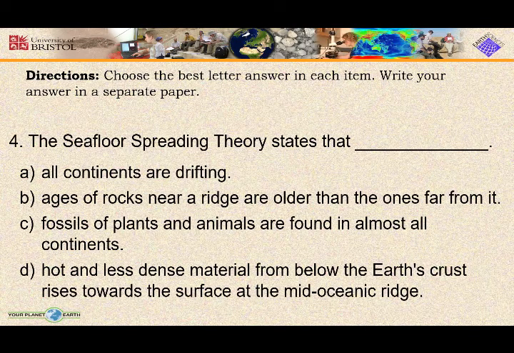Number 4. The seafloor spreading theory states that A. All continents are drifting, B. Ages of rocks near a ridge are older than the ones far from it, C. Fossils of plants and animals are found in almost all continents, or D. Hot and less dense material from below the Earth's crust rises towards the surface at the mid-oceanic ridge.